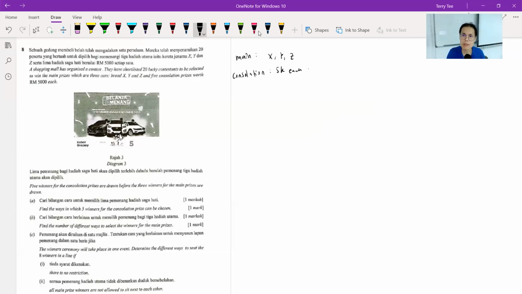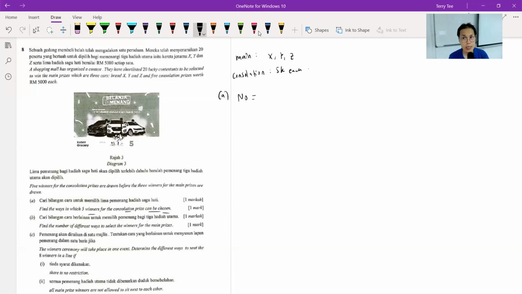But for the main prize, if you're the first person, maybe you will win car X. Second person, you get car Y. Third person, you get car Z. That's why there's a difference here. For the consolation prize, it is not a permutation because arrangement is not important. As long as you're one of the 5 people selected, you will win a consolation prize of 5,000 ringgit. So that's the first part: how many ways can the 5 winners for the consolation prize be chosen?